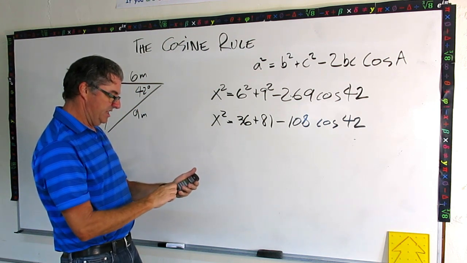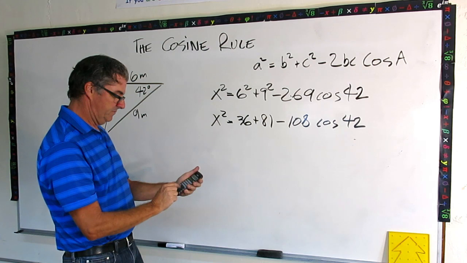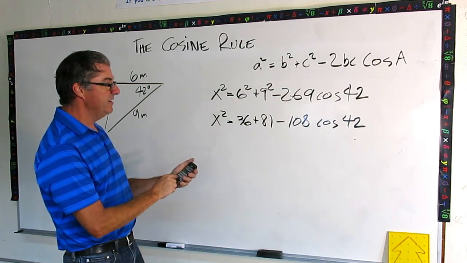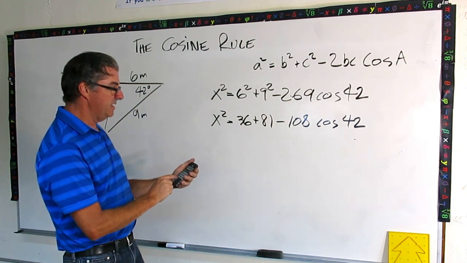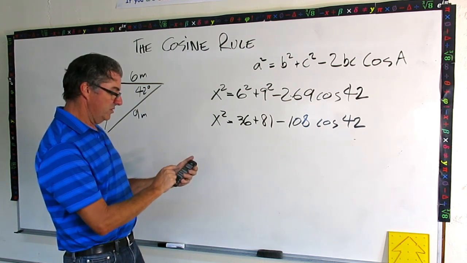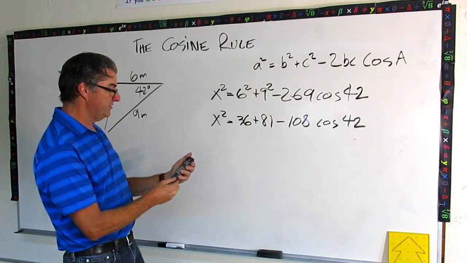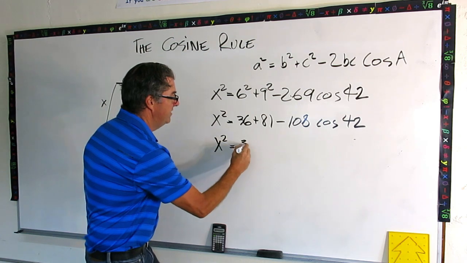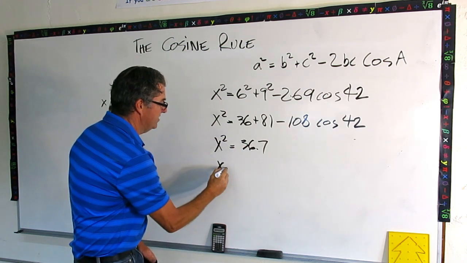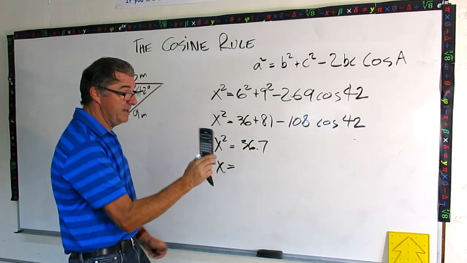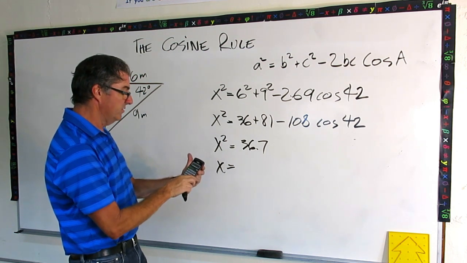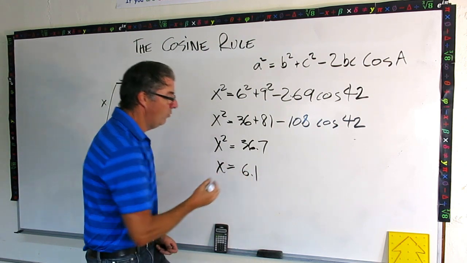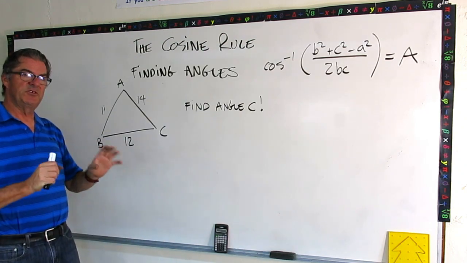Now I'm ready to pull out my calculator and figure out what that is. 36 plus 81 gives me 117 minus parentheses 108 times 42 cosine, close parentheses, equals 36.7. So x squared equals 36.7. X is going to equal the square root of that. I still have my number on the calculator, so I can just tap square root, and I get 6.06, which rounds to 6.1.